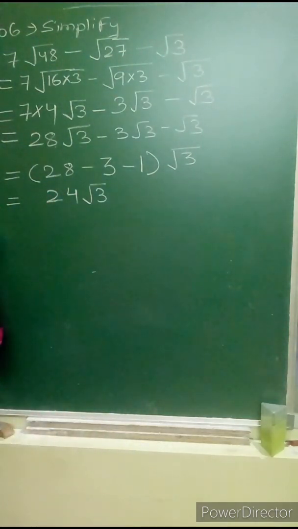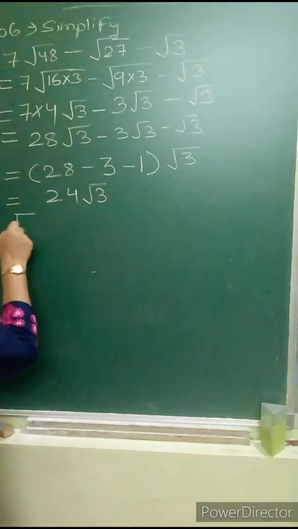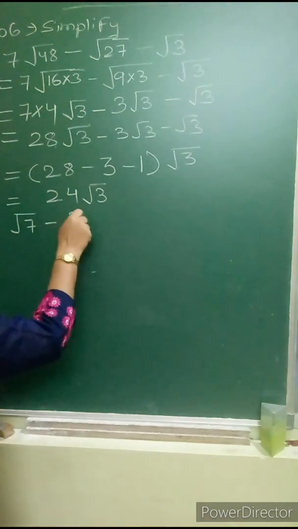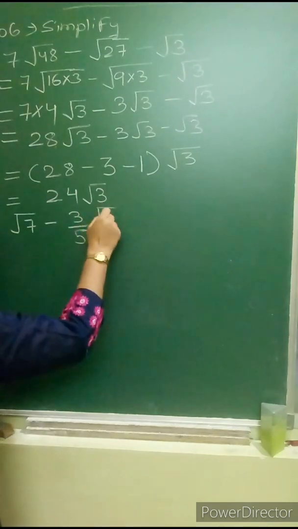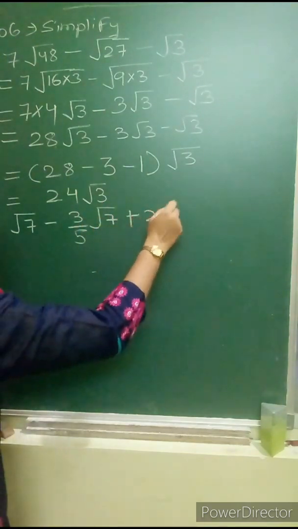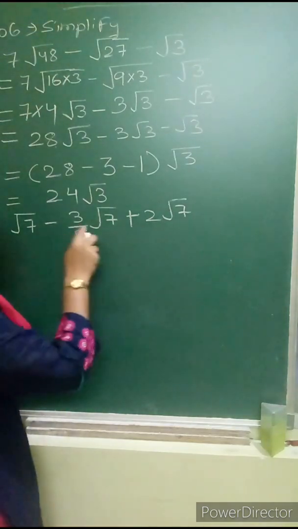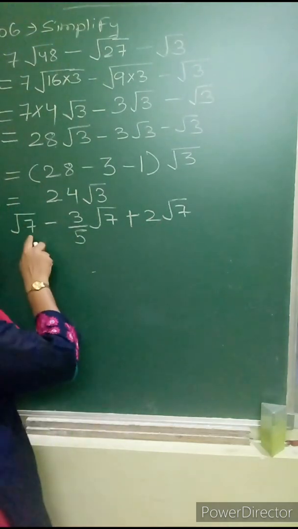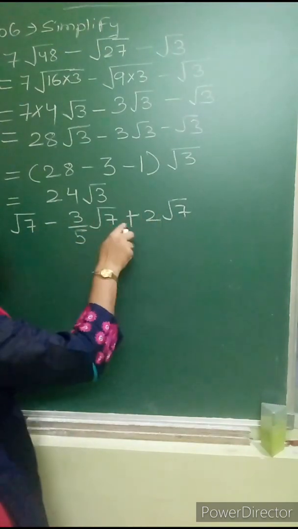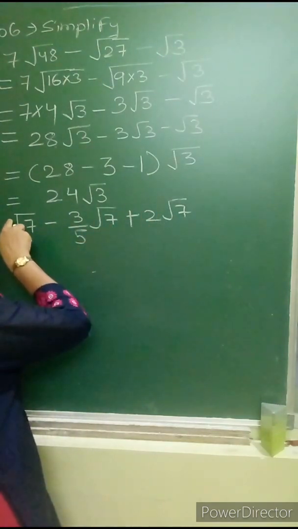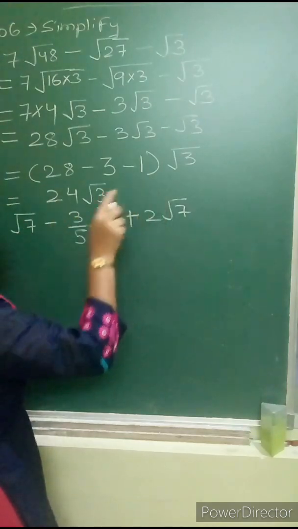Okay. Now let us see question number 4. What is question number 4? Square root of 7 minus 3 upon 5 under root 7 plus 2 under root 7. Okay. Now if you look at these 3 surds, all these 3 surds are like surds. Why? Because we are having the same radicand, square root of 7, as well as these radicands are having the same order, 2, 2 and 2.